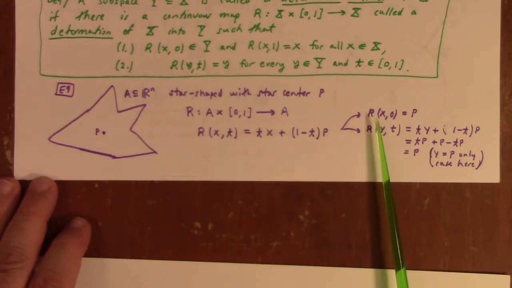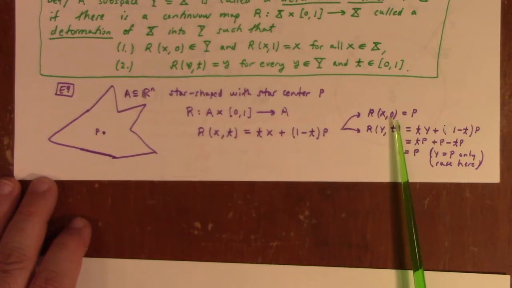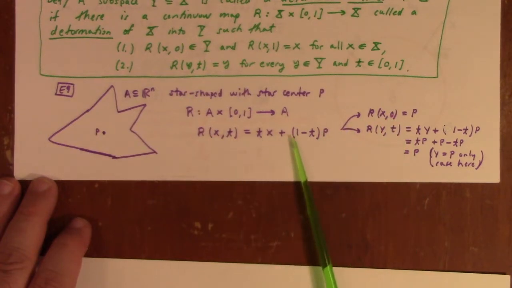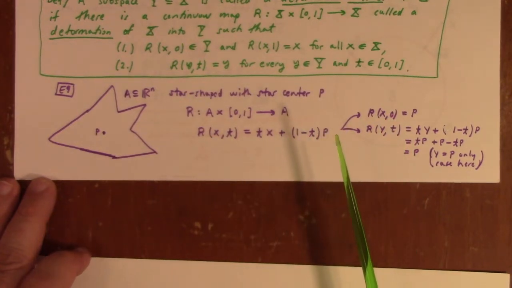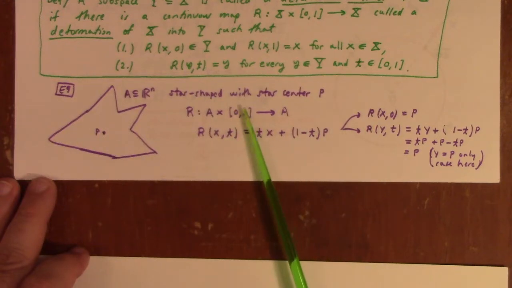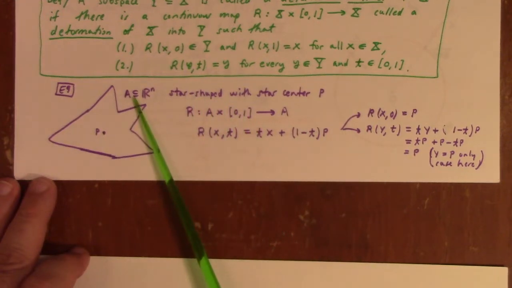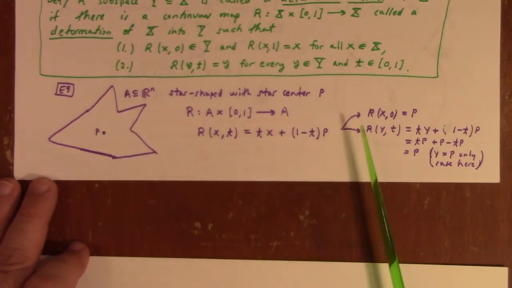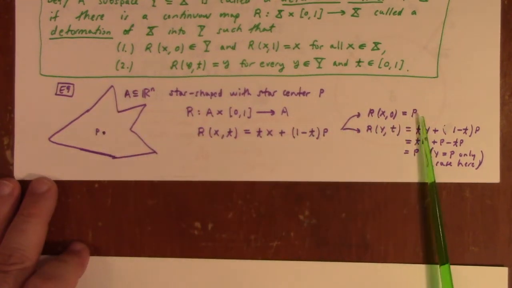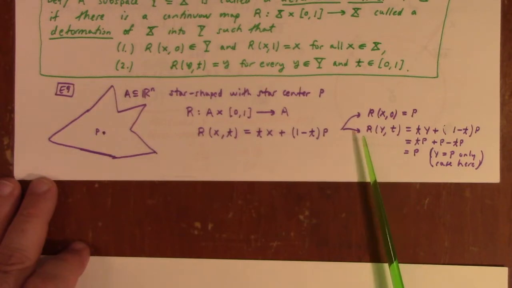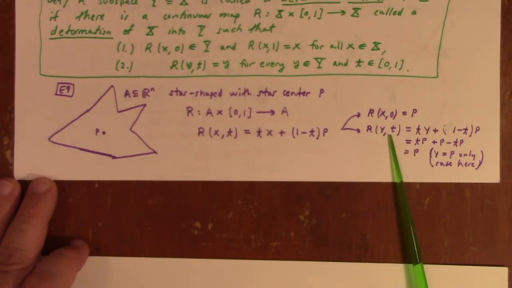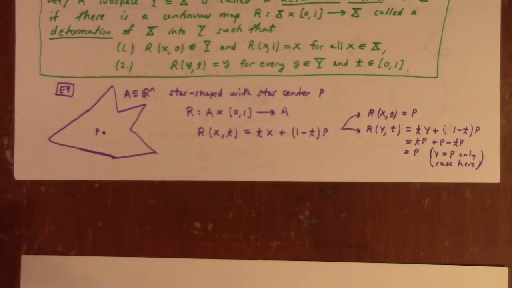So you can check it out and see that it works. If you plug in 0 into this, you just get P back. So the argument is that A is a deformation retract of its star center. If I plug in 0, I just get the star center back, and if I plug in any other y comma t here, it works out. This formula conspires to again reduce to P. So yeah, there you go.